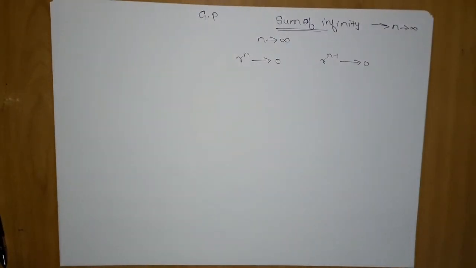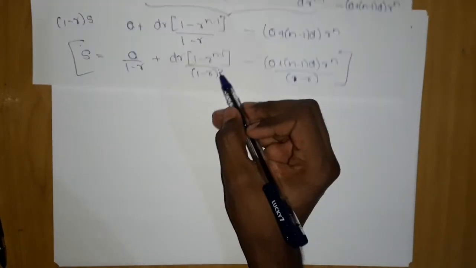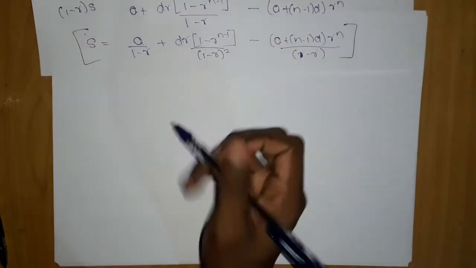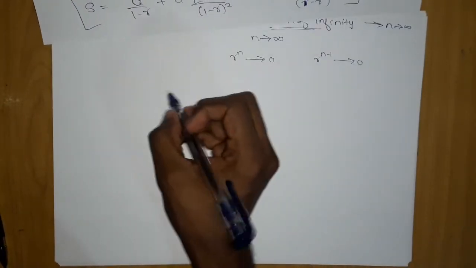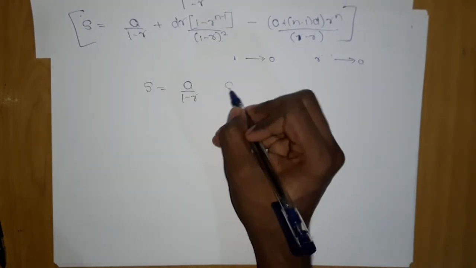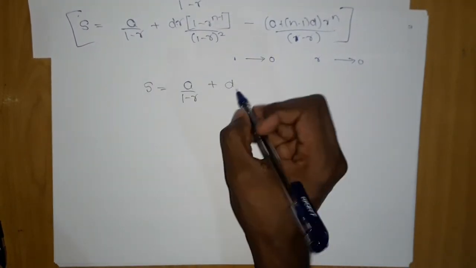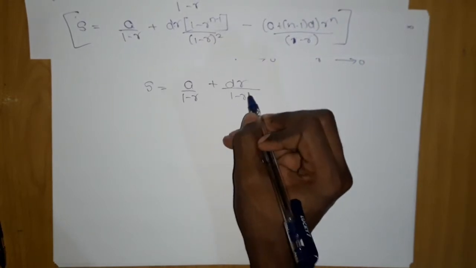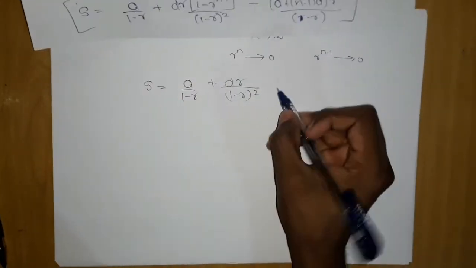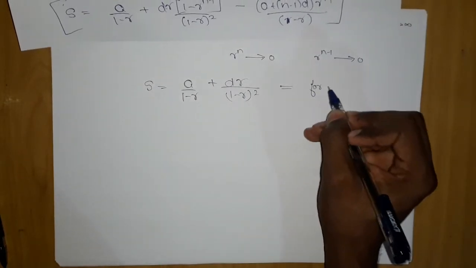Then let's see the modification in our equation. Here you can clearly see this will become 0, this whole thing will become 0. What we are left with is nothing but a upon 1 minus r plus dr upon 1 minus r square. This will also become 0. So this is the sum formula for infinity.